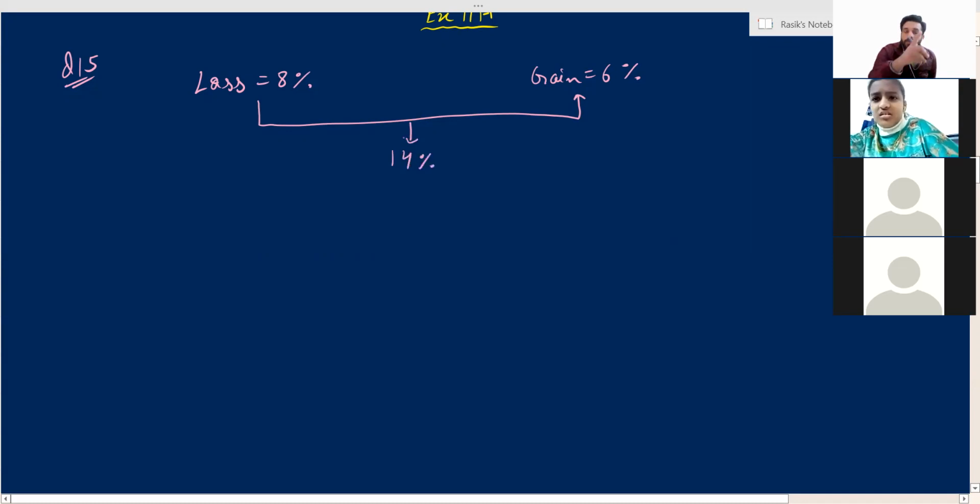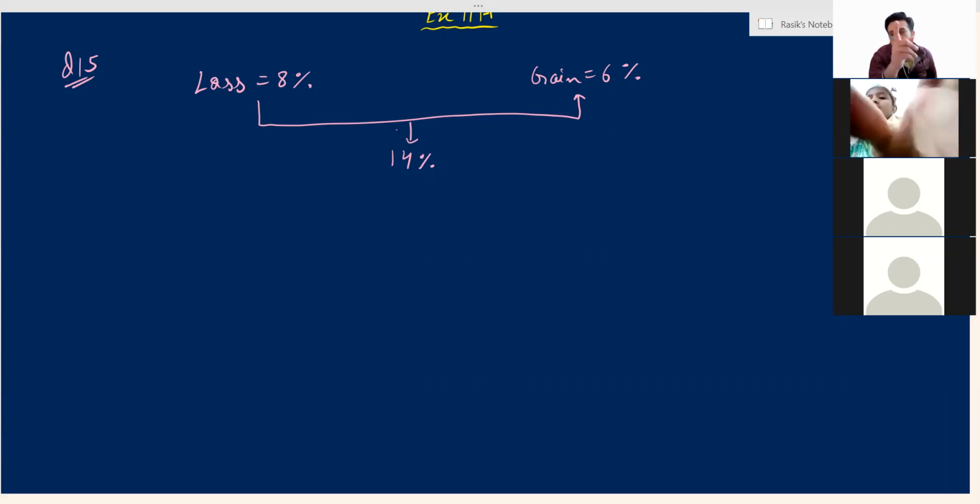So what? We are going from 8% loss to 6% gain. Yes, loss se gain mein ja rahe hain. To pehle to loss se 0 tak pahunchne ke liye 8%. And when 0, then 0 se 6% gain tak pahunchne ke liye 6% extra. So 8 plus 6, 14%. Are you getting the point or not? This is the difference in the question.